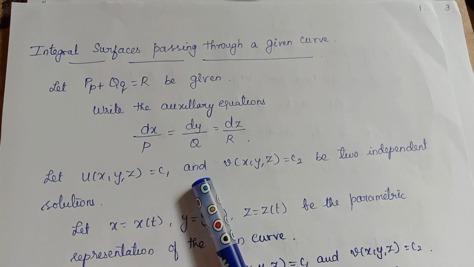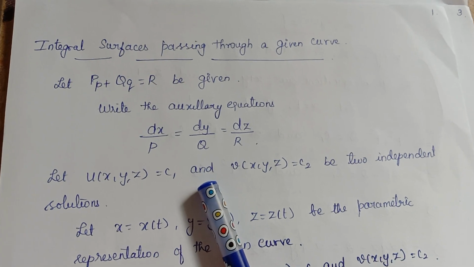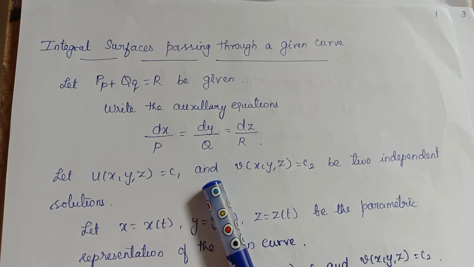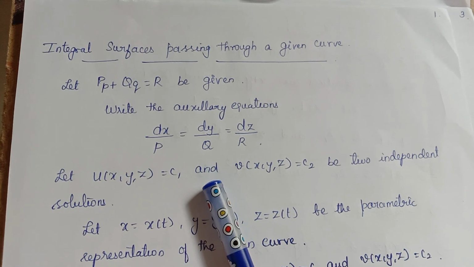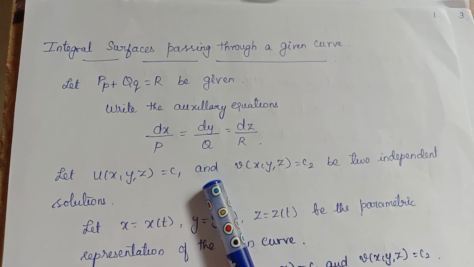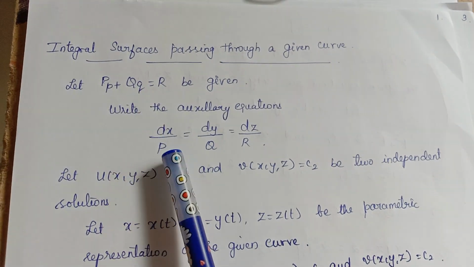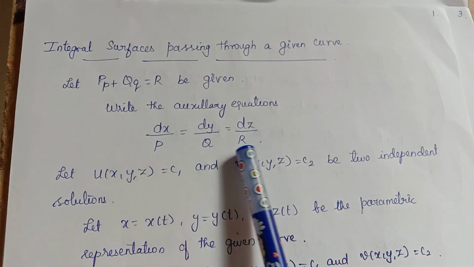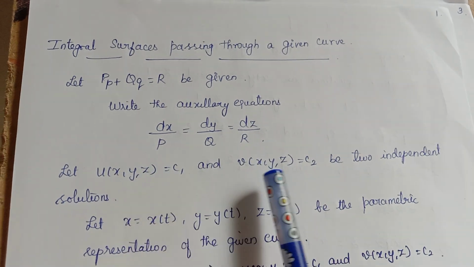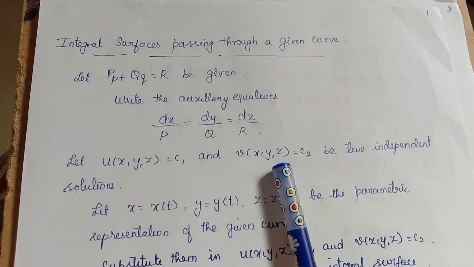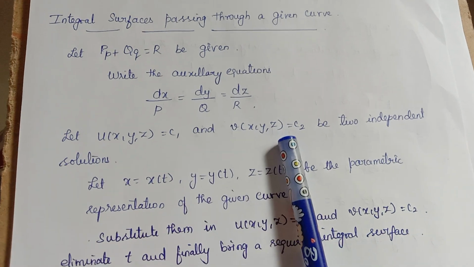I have already uploaded one video on the different methods available for solving first order partial differential equations. The link is given in the description box. You go through that video. So for this equation, the solution is given by means of this auxiliary equation. The final solution will look like this: u equal to c1 and v equal to c2. So these are two independent solutions.